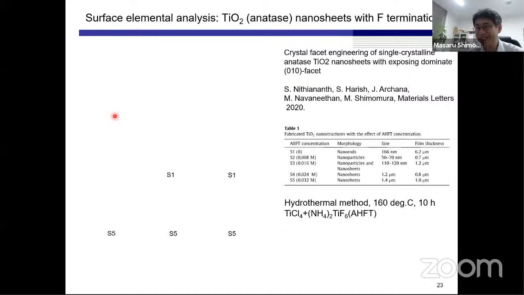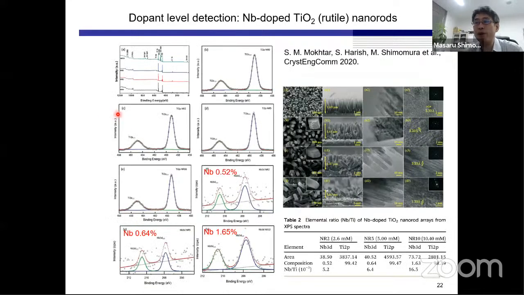The picture has not appeared, but if we use hydrothermal synthesis, we can control the nanostructure depending on the temperature. And also, a very important point is that by the hydrothermal method, because of the high pressure, the growth rate we can also control.